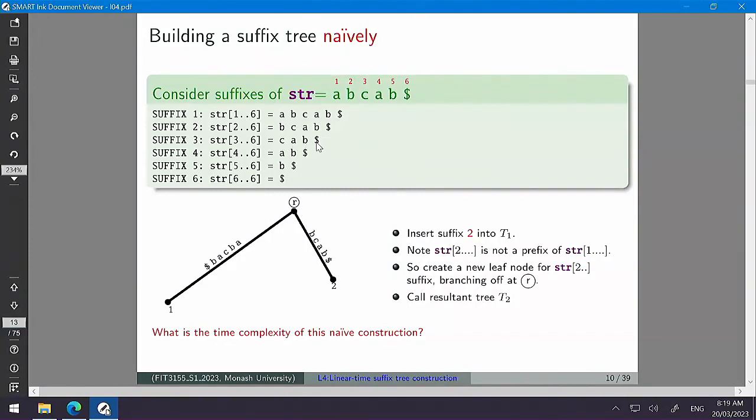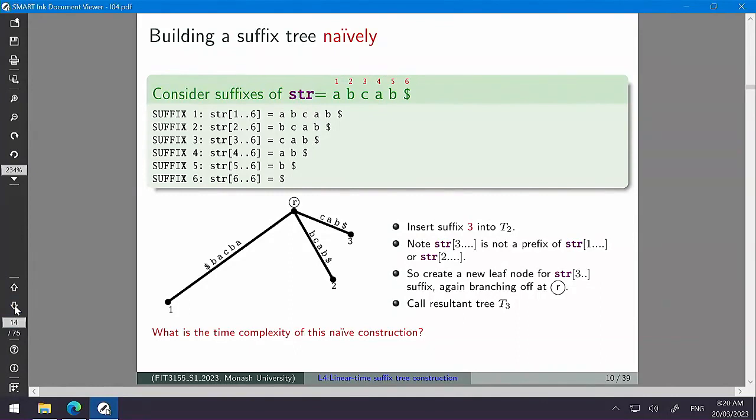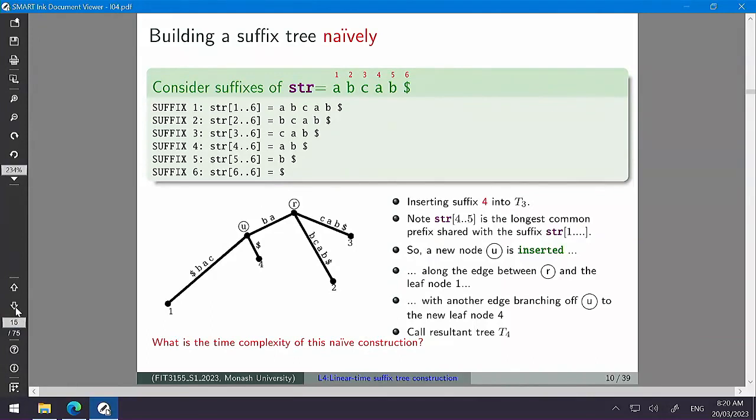Third one is C, A, B, dollar. Are there any commonalities between the 2 suffixes that already exist, in terms of the prefixes of those suffixes? Well, C is different from A, which is the start of the first suffix, and B, which is the start of the second suffix, so you'll have to branch it out as CAB dollar. Now it starts getting interesting. The next is AB dollar. Is it sharing any commonality with any prefix of a previous suffix? Which is suffix 1, isn't it? Suffix 1 has AB in it already. So AB dollar is sharing a prefix with the ABCAB dollar, the first one. So what you do is you have to branch that off that way, isn't it?